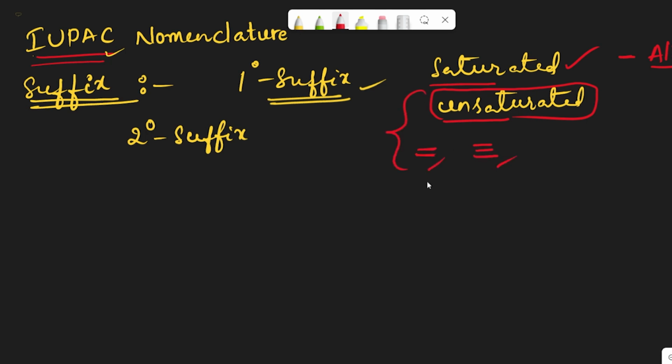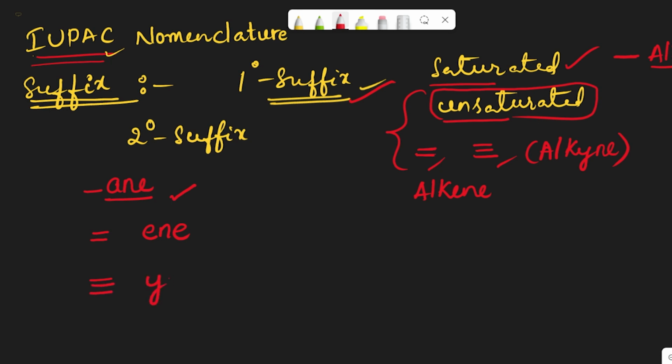If it contains a double bond, then we call it an alkene. And if it is a triple bond, then we call it an alkyne. So the primary suffix indicates whether the compound is an alkane, alkene or alkyne. If it is saturated, containing single bonds, then we call it an alkane, and we write it as ane. If it is a double bond, we write it as ene. If it is a triple bond, we write it as yne.